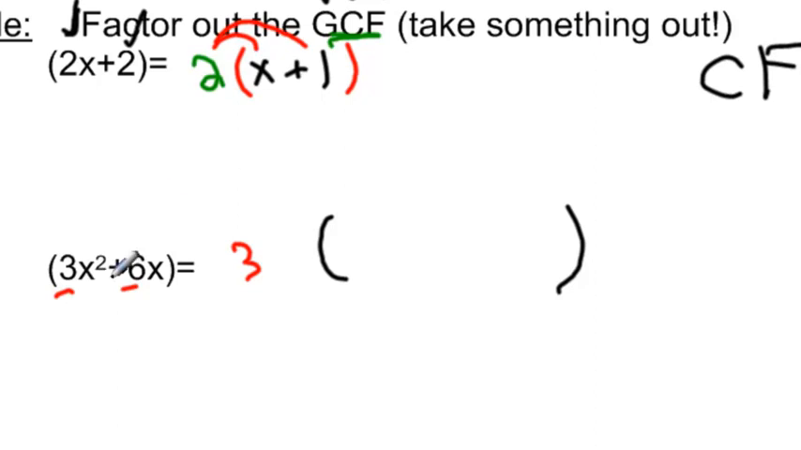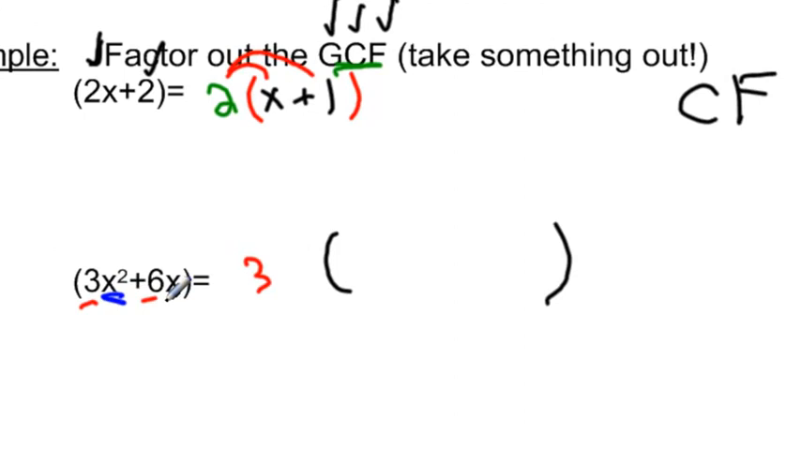Here's the deal. Can both of these, x squared and x, can they both afford to lose one x? Can they both give away an x? Yes, I would say yes. They both have an x to give, right?